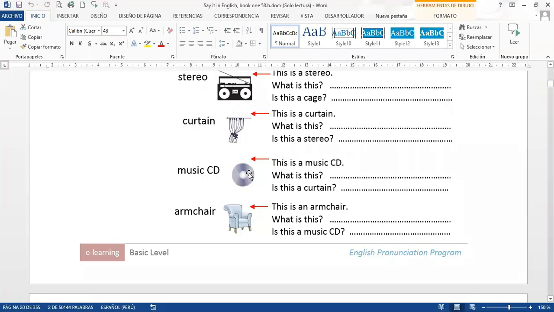This is a music CD. What is this? It's a music CD. Is this a curtain? No, it isn't. It's a music CD. This is an armchair. What is this? It's an armchair. Okay, is this a music CD? No, it isn't. It's an armchair.